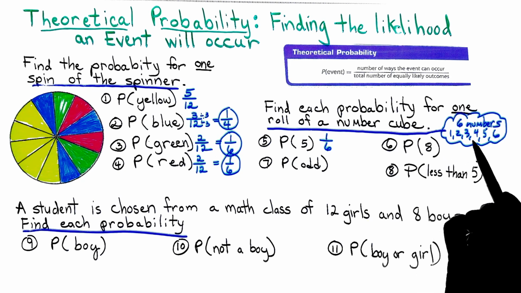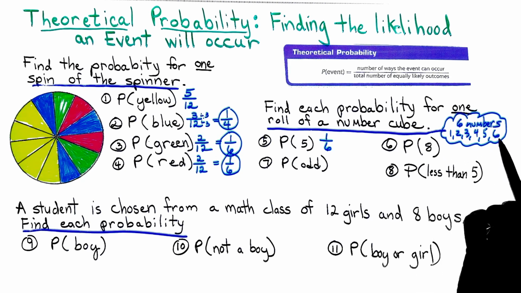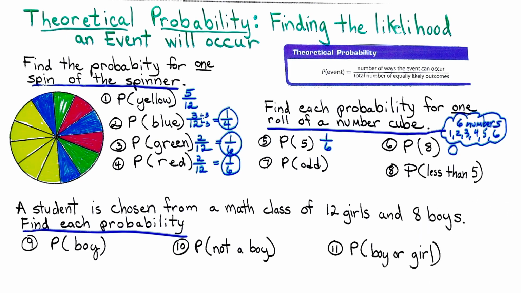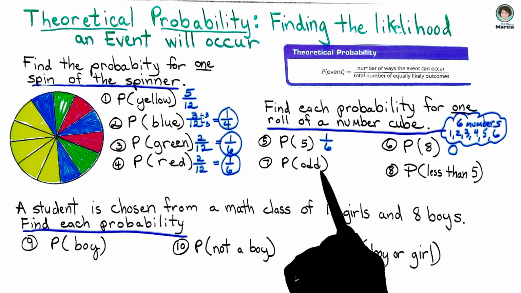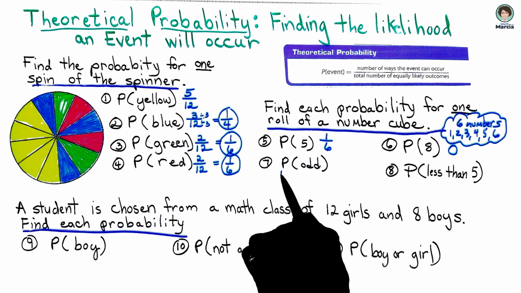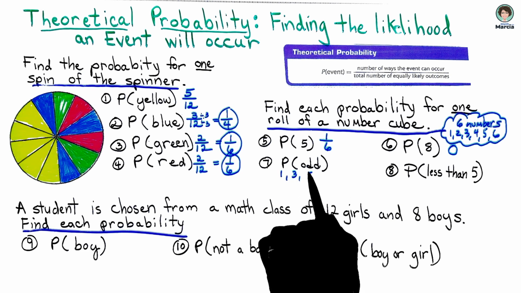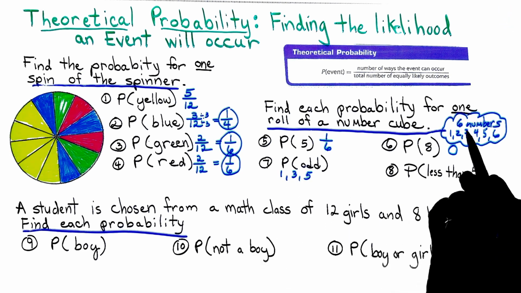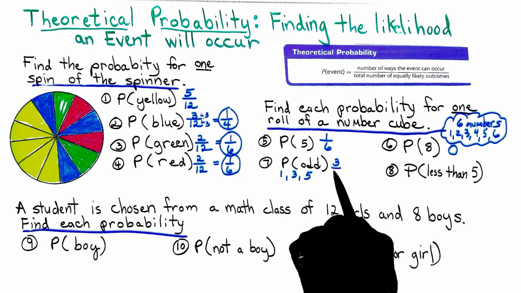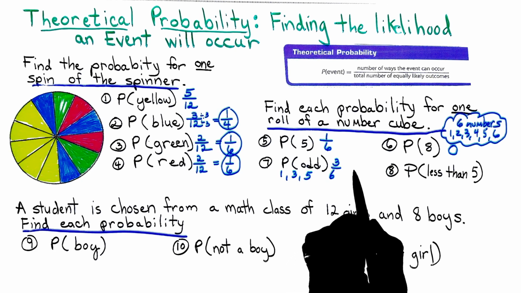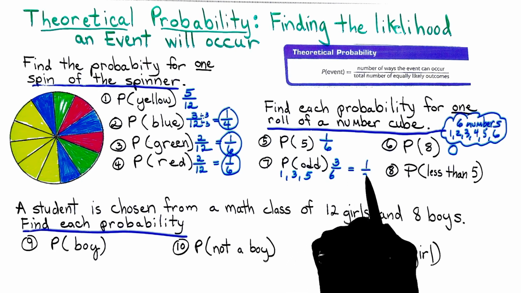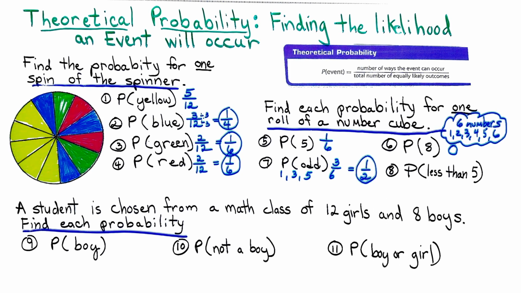What about the probability of getting an 8? It's 1, 2, 3, 4, 5, 6. There is a 0% chance of getting an 8. What about the probability of getting an odd number? Odd numbers we know are 1, 3, and 5. So that is 3 out of our 6 numbers. And again, we know that 3/6 is not in simplest terms. 3/6 is the same as 1/2. So we always want to make sure our answer is in simplest terms.